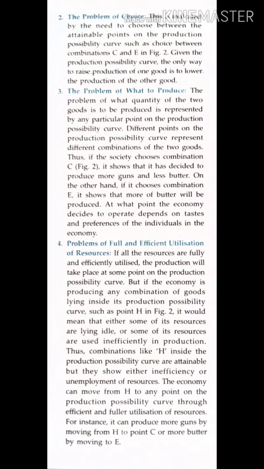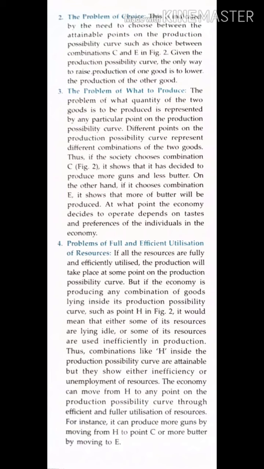Okay. So given the production possibility curve, the only way to raise production of one good is to lower the production of other goods. So that is what you have to do. You have to sacrifice one good to produce another good. Clear?